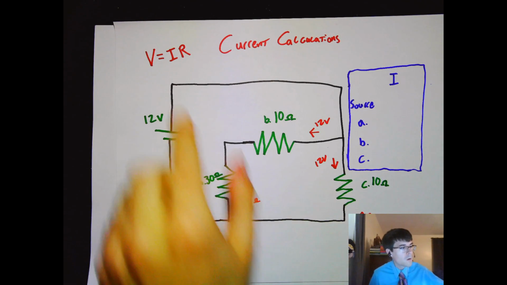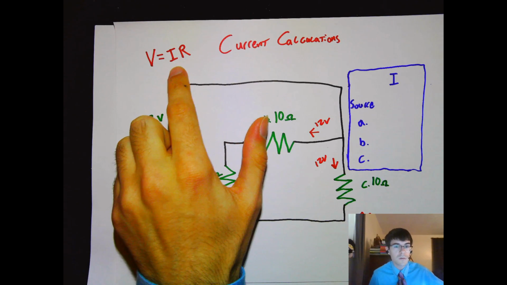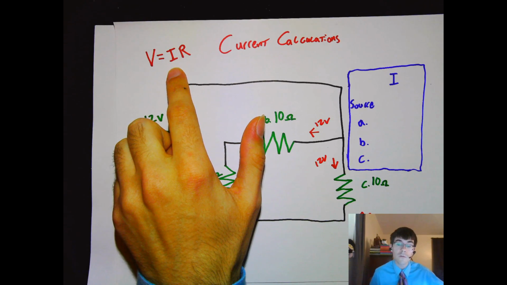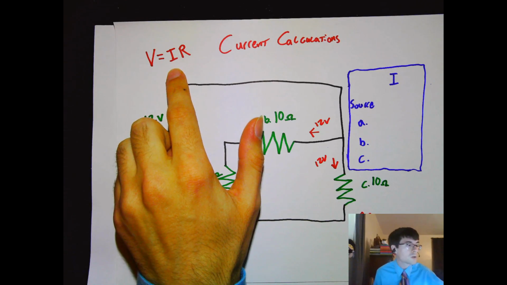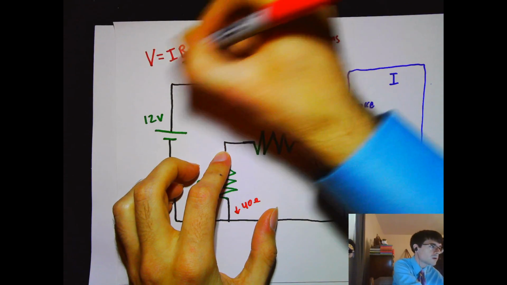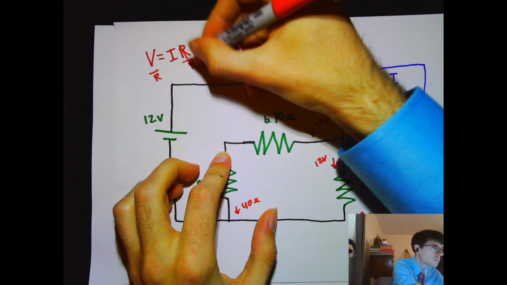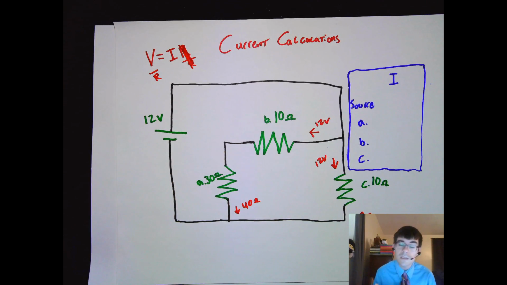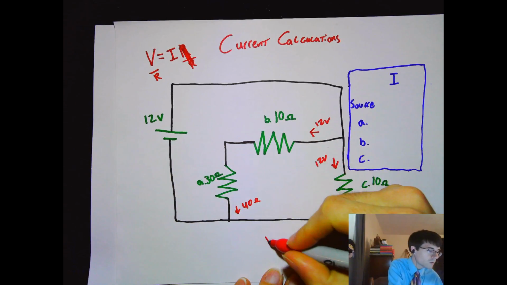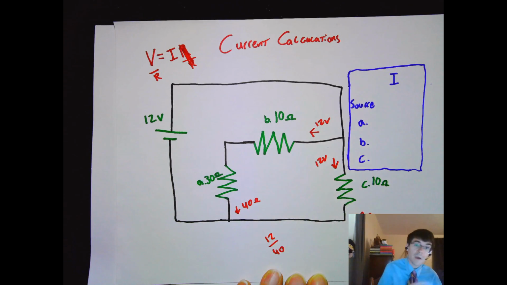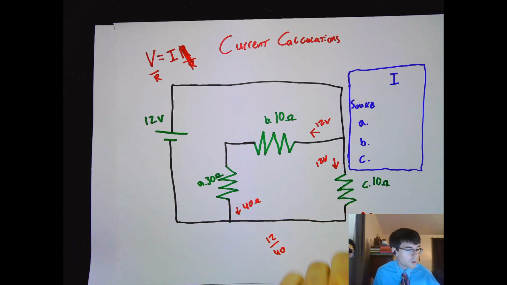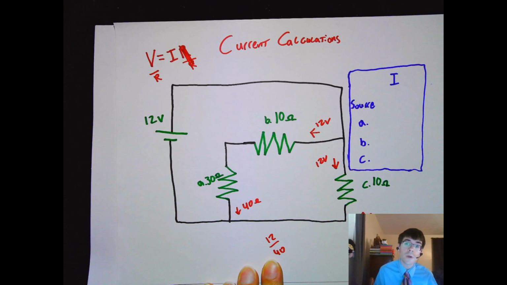Okay? Well, we want current. How can we switch up this equation to make it for solving for current instead of for voltage? Divide both sides by resistance. Great. Current is equal to voltage divided by resistance. Over here, we've got 40 ohms, and we know that the voltage is 12. So 12 divided by 40. Over here, we've got 10 ohms. The voltage is 12, so 12 divided by 10. Well, 12 divided by 40 is 0.3 amps.